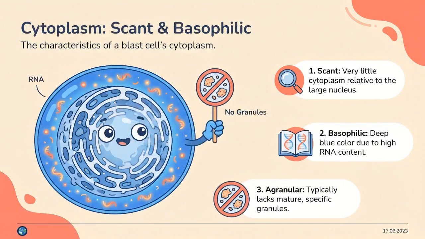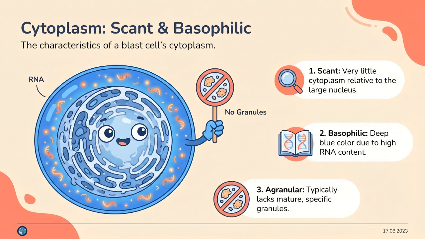Now, let's consider the cytoplasm, which provides a final piece of our morphological triad for blasts. In blasts, the cytoplasm is typically scant, meaning there's very little of it compared to the large nucleus. This contributes to that high nuclear to cytoplasmic ratio we talked about earlier. Furthermore, the scant cytoplasm is often basophilic, staining blue or deep blue with Wright-Giemsa stain. This basophilia is due to a high concentration of ribosomal RNA, reflecting the cell's active protein synthesis. Importantly, the cytoplasm of blasts may lack mature granules, further emphasizing their immature state.